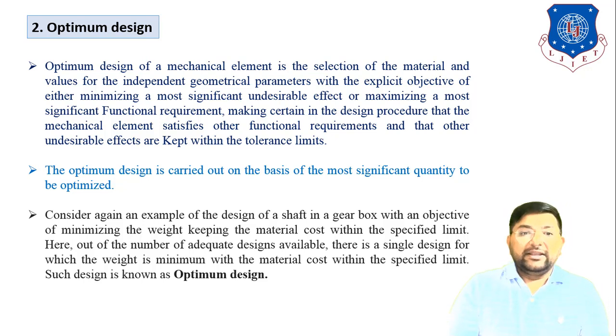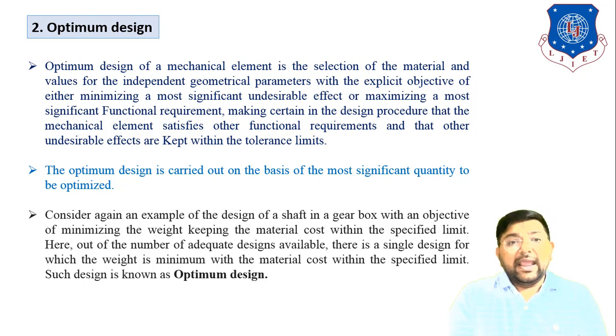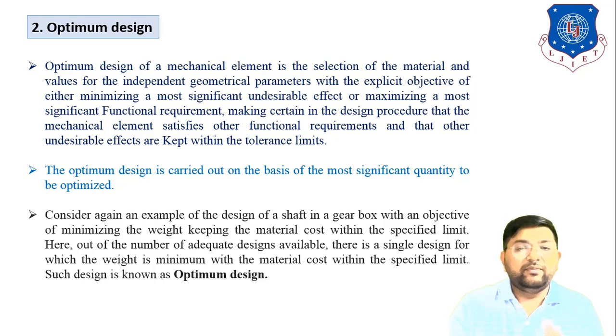Next, optimum design is carried out on the basis of the most significant quantity to be optimized. Consider one example of design of a shaft in a gearbox with the objective of minimizing the weight. Means in the gearbox, if we use a different material, then the weight of the gearbox may be reduced. So the objective is minimizing the weight, keeping the material cost within the specified limit. There is a boundary limit on the weight.